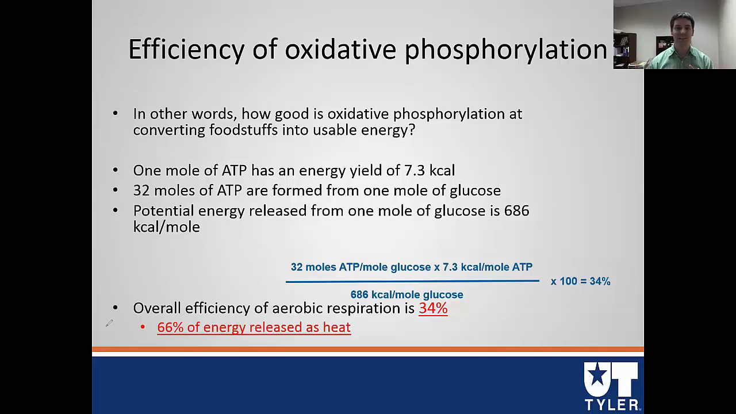Whereas the body is much, much better at that, which is pretty phenomenal physiology. So we use about 34% of that energy to make ATP that can then be used to move us forward. And I think that's just phenomenal and a great way to end the lecture. In the next module, we'll talk about how all this relates to exercise.